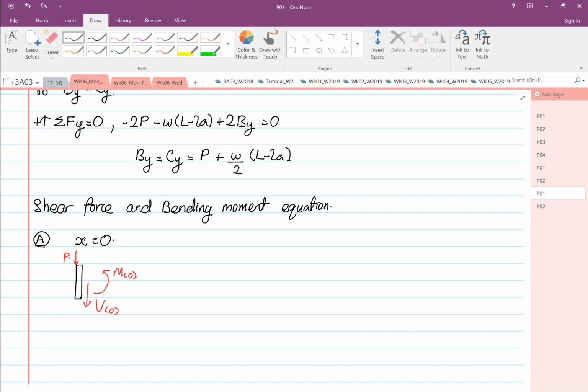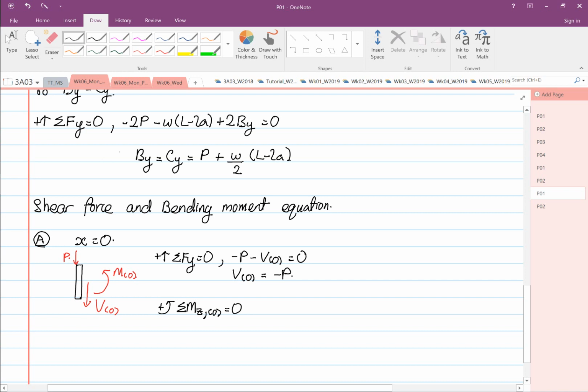Okay, so you write this out. Positive is going up. Summation of forces in the y direction is equal to 0. So what we have is P minus P minus V when x equal to 0 is equal to 0. V at x equal to 0 is equal to minus P. Then we take moment, and at x equal to 0, this will be equal to M, anti-clockwise M, 0, is equal to 0. Okay, there's no perpendicular distance.